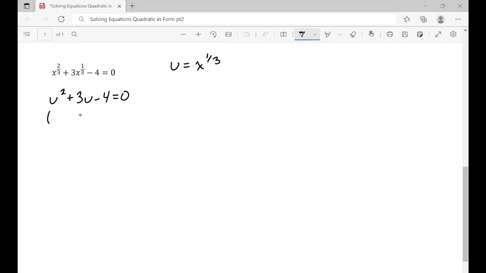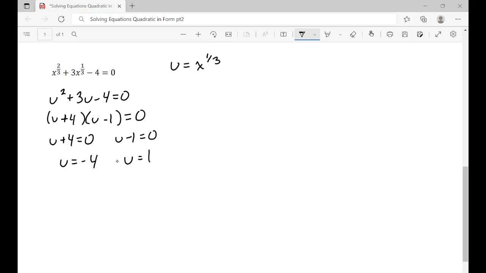And again, I'm going to factor it, or use the quadratic formula, whichever you prefer. And I'm going to get u plus 4 and u minus 1. So set each one equal to 0. And I'm going to get u equaling negative 4 and u equaling positive 1. Now again, I have x's up here, not u's, so plug it back in here to figure out what x is. So negative 4 is going to equal x to the 1/3, and 1 is going to equal x to the 1/3.